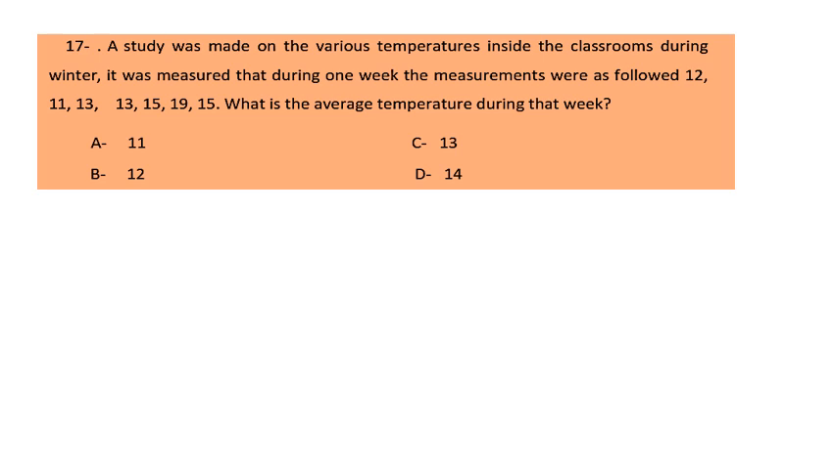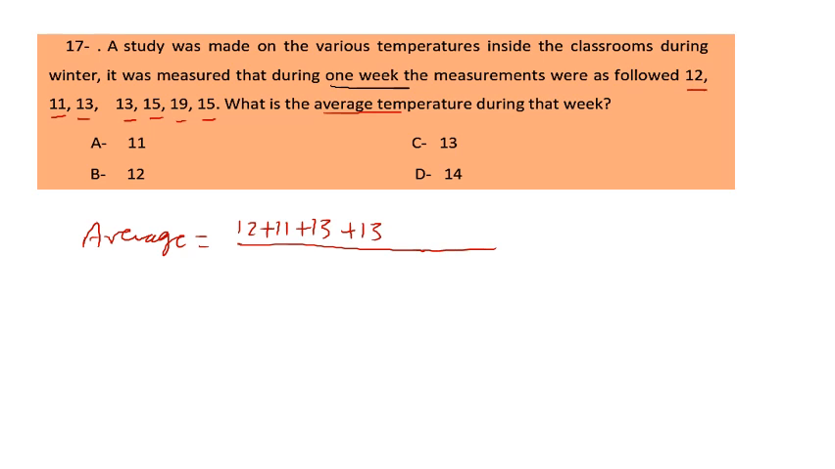A study was made on the various temperatures inside the classroom during a week, and the temperatures are 12, 11, 13, 13, 15, 15, and 19. What is the average? We know that the average is equal to the sum of the values, 12 plus 11 plus 13 plus 13 plus 15 plus 15 plus 19, divided by 7.